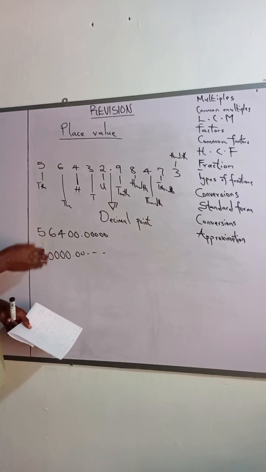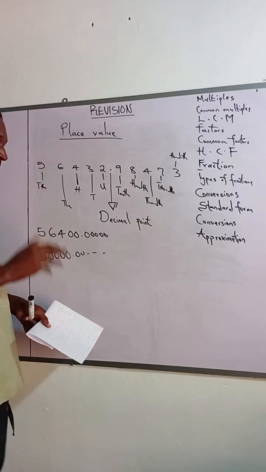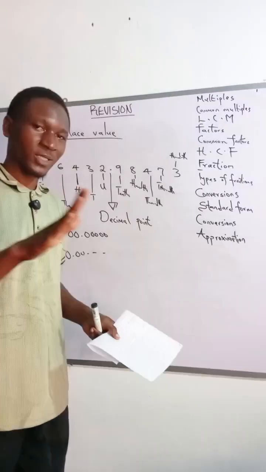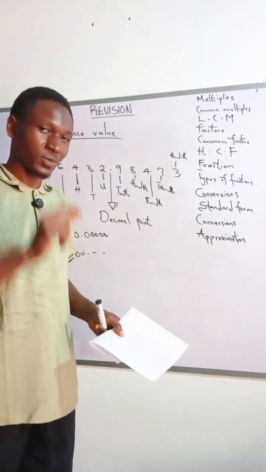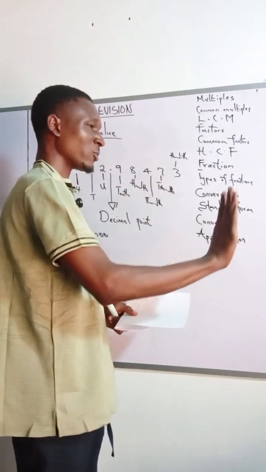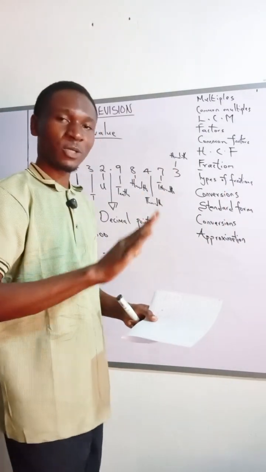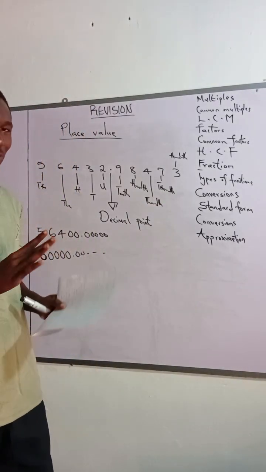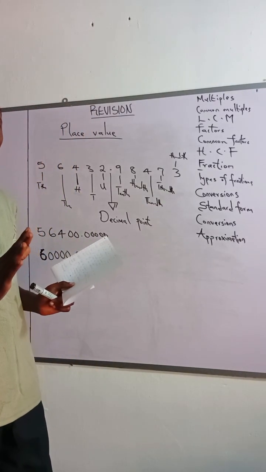So this is how you approximate to what? Place value. That place value you are asked to approximate to, that is where you write your last number. And then you check the next number if it is up to 5. If it is up to 5, you will increase that number with 1. If it is not up to 5, you leave it like that.